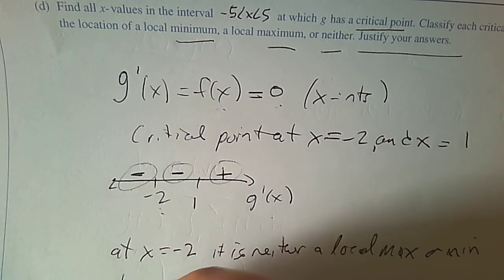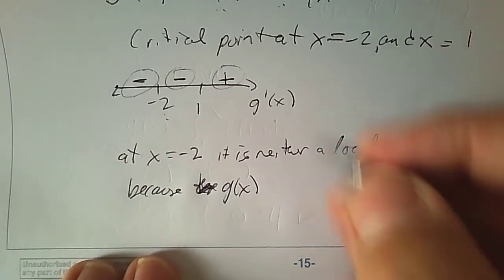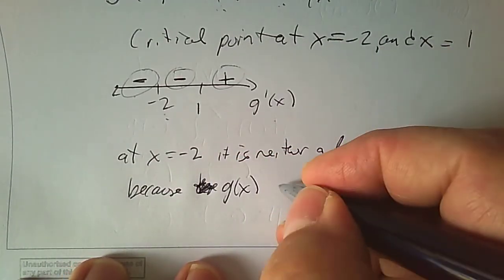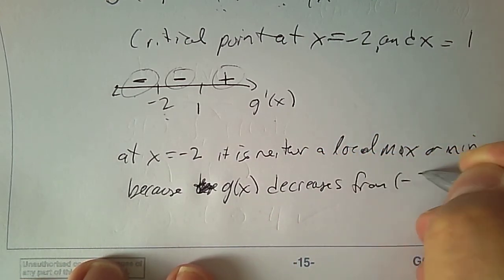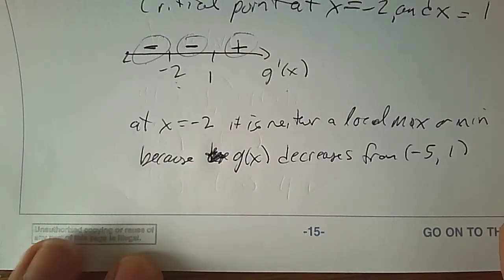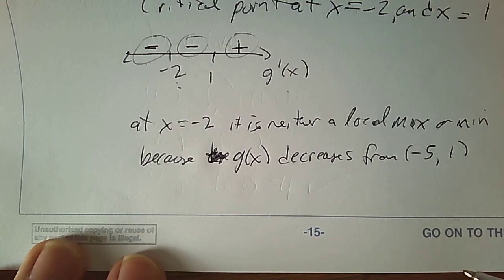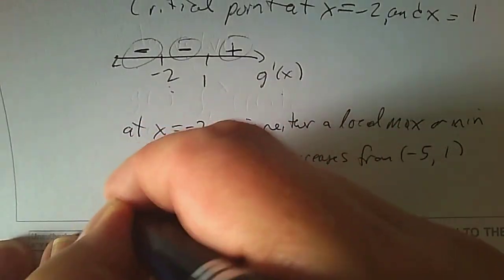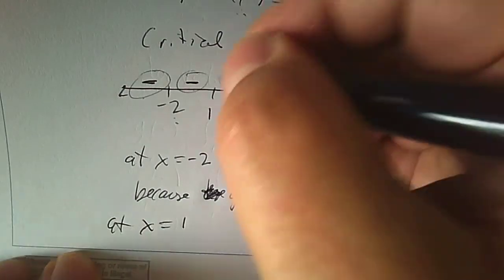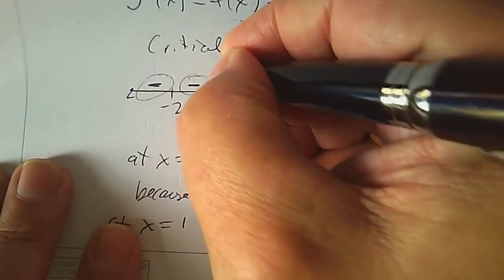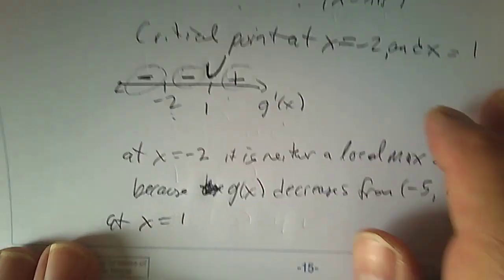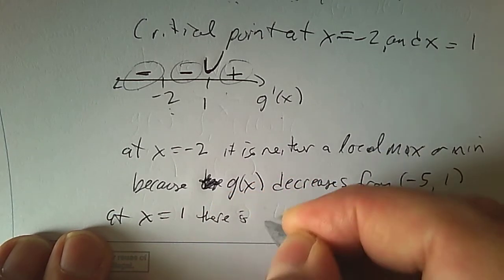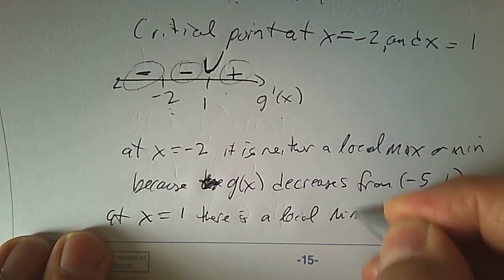because g at x decreases from -5 all the way to 1. So there's no change. Now, at x equals +1, what happens? So we go from a negative to a positive, so it goes decreasing, increasing. That creates a minimum. So at x equals +1, there is a local minimum. Why is there a local minimum?